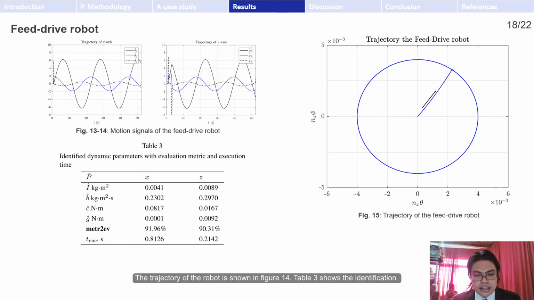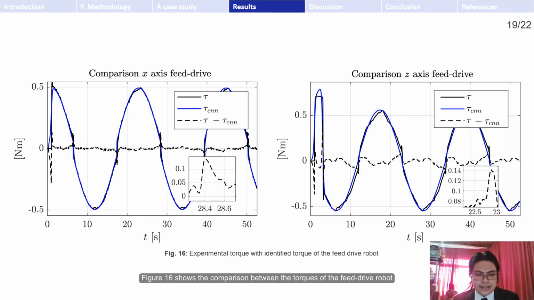The trajectory of the robot is shown in Figure 14. Table 3 shows the identification results of the parameters shown in equation 12 of the fit-right robot with the evaluation metric and the algorithm execution time. For both axes of the robot, the metric is about 90%, and the execution time is less than 1 second. Figure 16 shows a comparison between the torque of the fit-right robot and the torque obtained by the identified parameters.